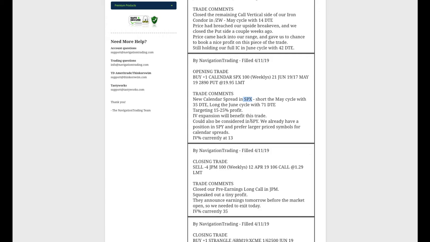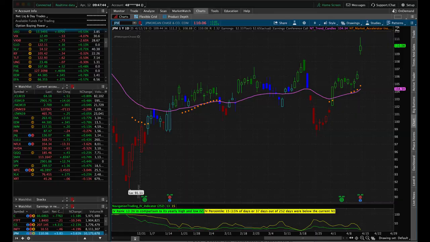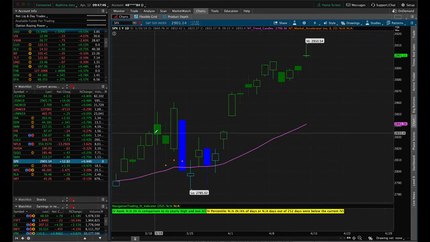I also mentioned you could use SPY, but like I said, we just like to use those higher priced symbols. SPX is 10 times the size of SPY. So obviously if your account does not warrant putting on this size of position, you need to look at SPY if you're going to follow this trade. So let's take a look here at SPX.